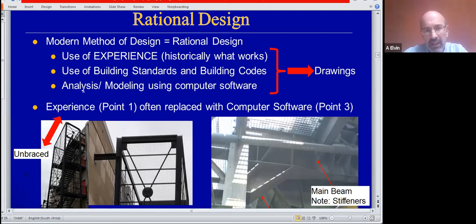And then we do some analysis and modeling either by hand or nowadays using computer software, and all this gets embodied in drawings. This is the flow, the philosophy behind design, modern design, and a product of modern design, of course, are drawings and specifications. So the experience, which is this first part, is often replaced by computer software. So let us see.